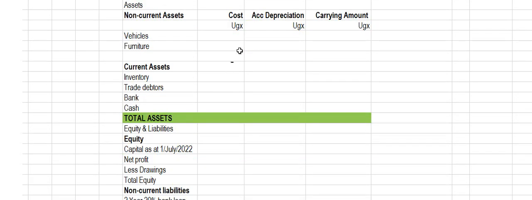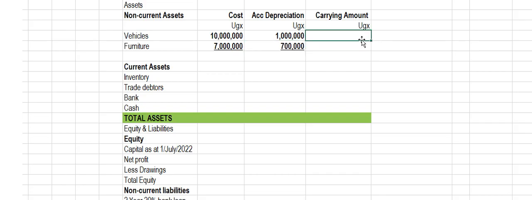Vehicles, the cost of the vehicles at the start, that is 10 millions. Furniture, 7 millions. There was an addition made during the year. Depreciation of vehicles, that is 1 million as per the workings. Furniture, the depreciation is 700,000 because all fixed assets were depreciated at 10%.